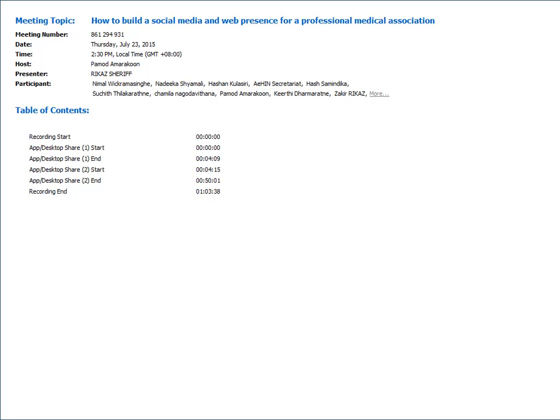Okay. We have one last question. This comes from Suchit Tilakaratna. When you are posting content to social networks, do you use an automated method to post website content to social media, or do you do it manually for each platform? I'll repeat the question. When you are posting content to social networks, do you use an automated method to post website content to social media, or do you do it manually for each platform?